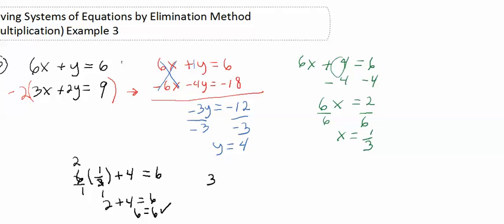So I've got 3 times 1/3 plus 2 times 4 is equal to 9. Again, I'm going to cross cancel. I have 1 plus 8, does that equal 9? And 9 is equal to 9. So even though I got a fraction, it all checks out and it all works. So we're good.